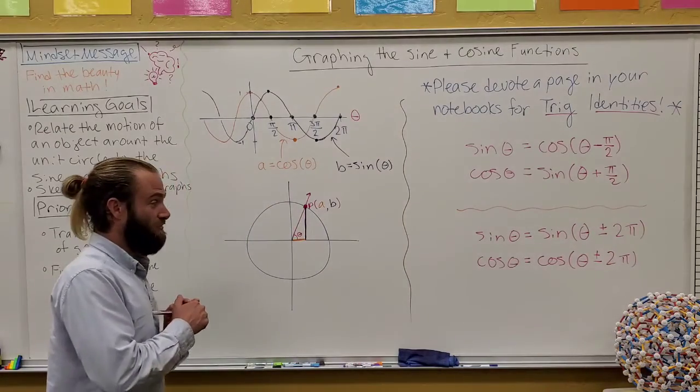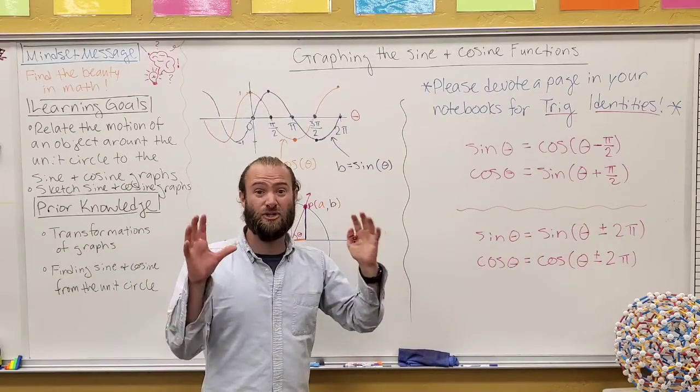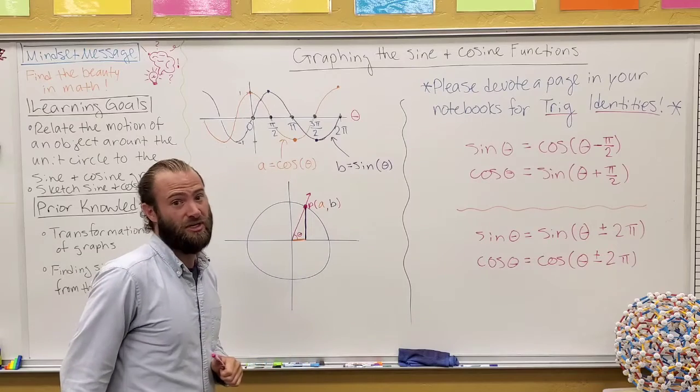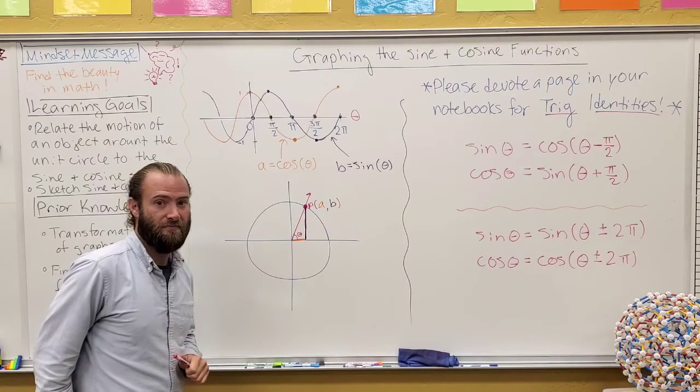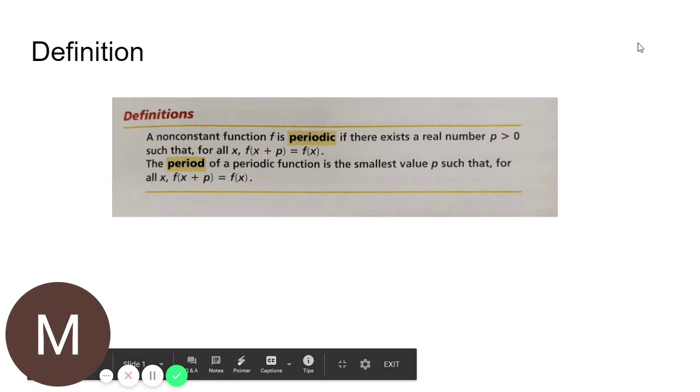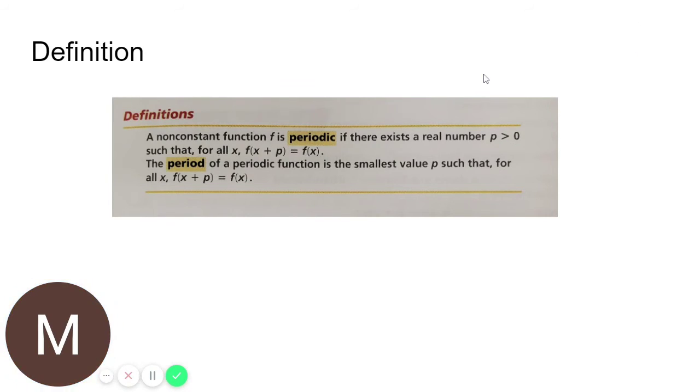And that's really important because this is going to bring us to our major definition for this lesson. Let's look at that definition. Okay guys, so now we get to the culmination of this lesson with this definition. The sine and cosine functions are probably the best examples of these types of functions. We define a non-constant function f to be periodic if there exists a real number p such that for all x, f of x plus p equals f of x.